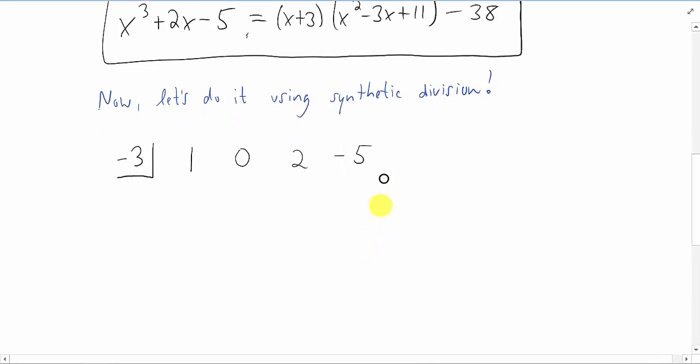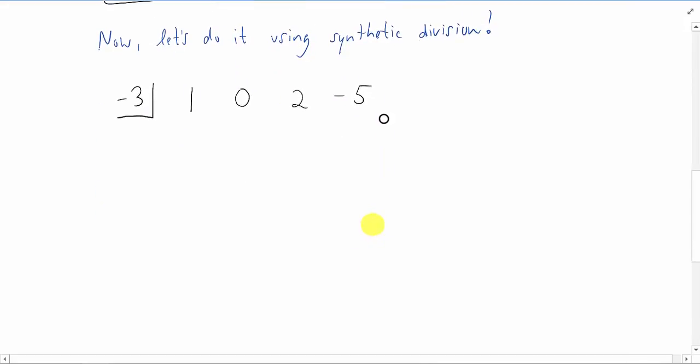Let me scroll down a little bit and I'll show you the process of synthetic division. It's actually the exact same process as long division, except we're not writing out all the x's. We're just going to drop our first term down. We're then going to take whatever we have in this bottom row and multiply it by what's in the box. What's in the box is -3 in this case.